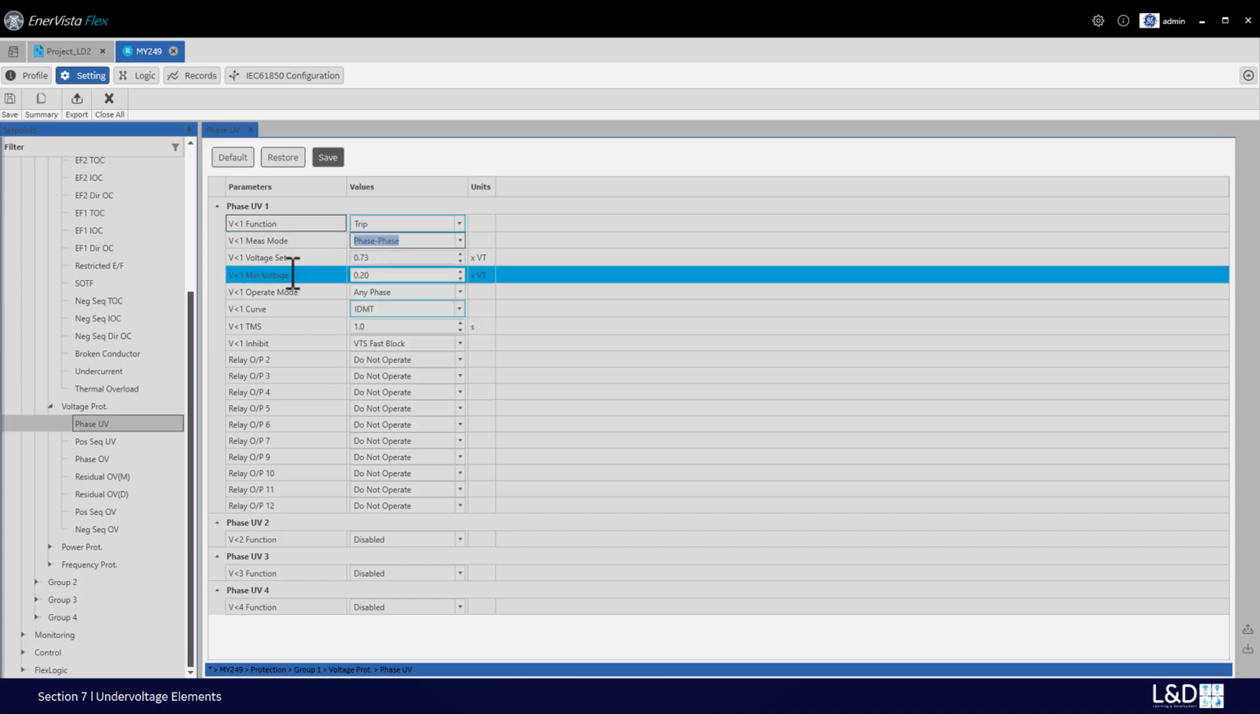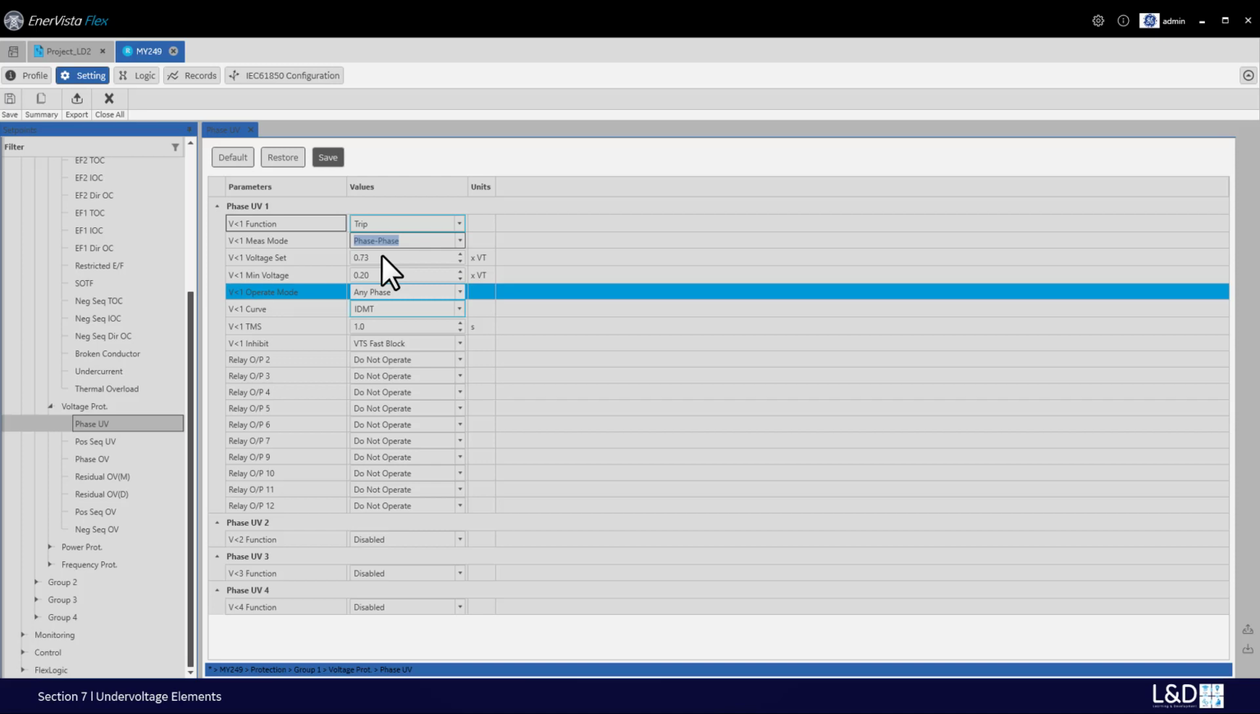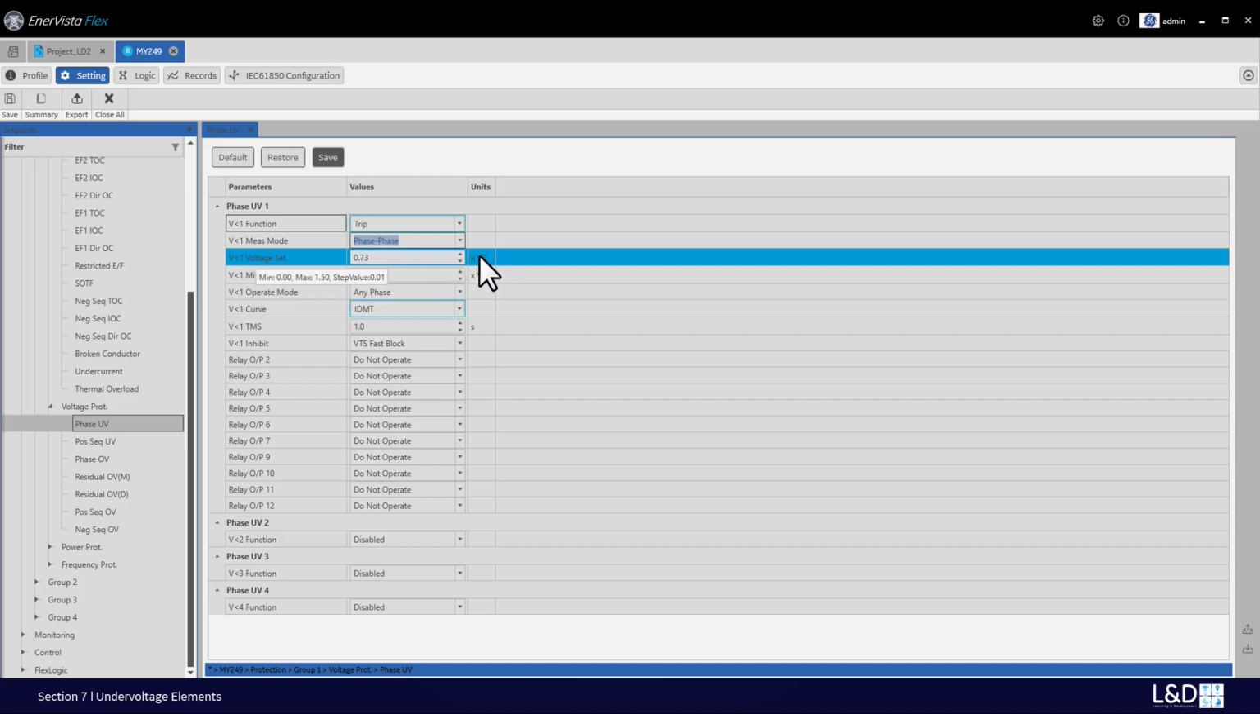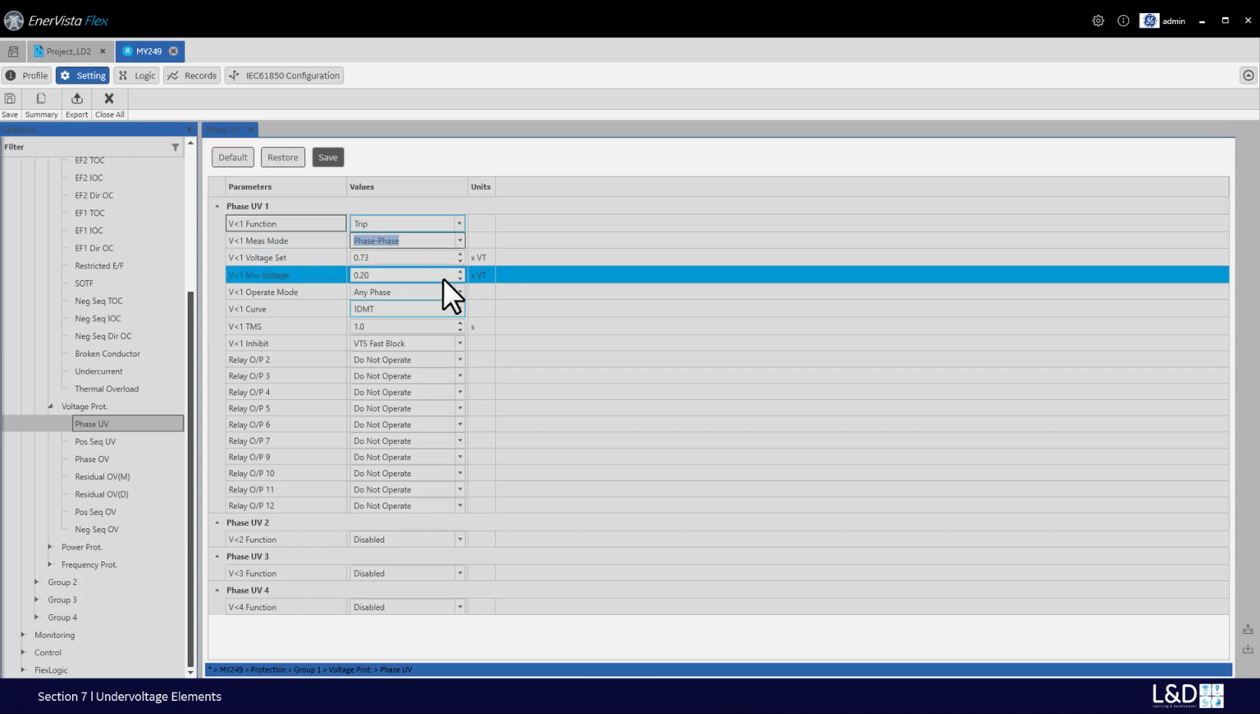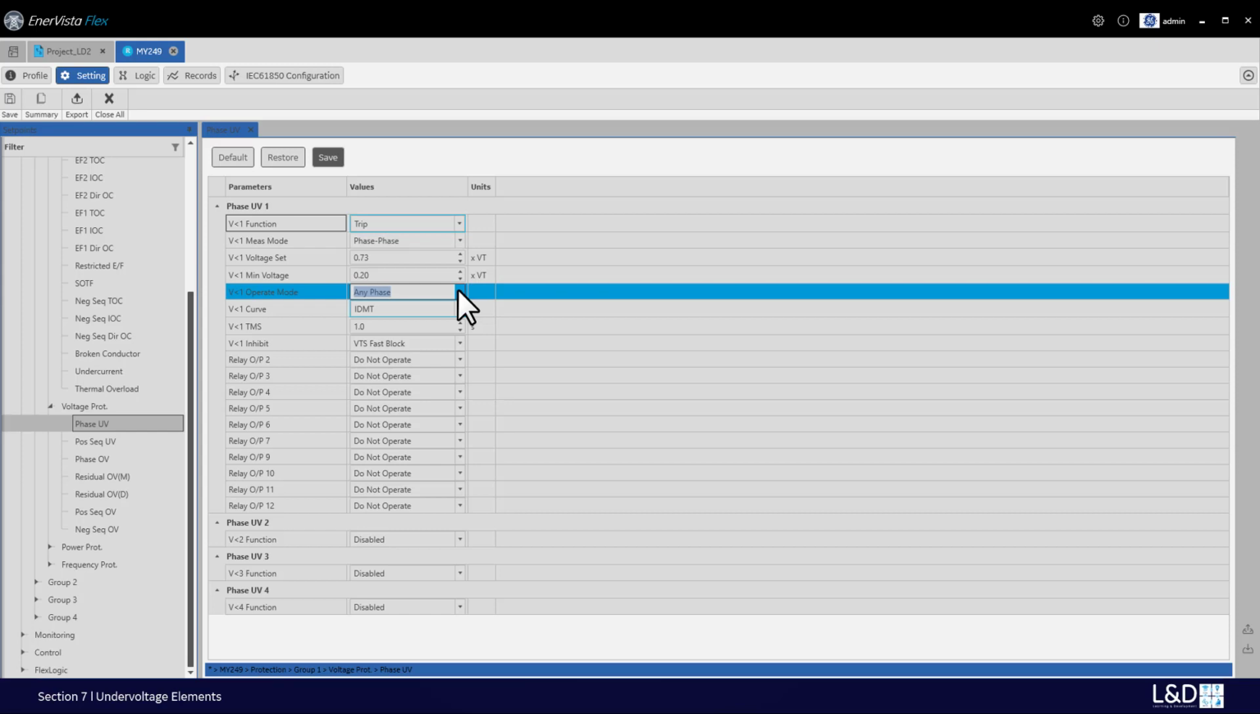And voltage set is the pickup level. It's in multiples of the nominal VT, depending on the measurement mode. Minimum voltage level is the supervision voltage level. Only when the input voltage is higher than this value is the signal considered valid. Operate mode can be set to any phase, two-phase, or three-phase.